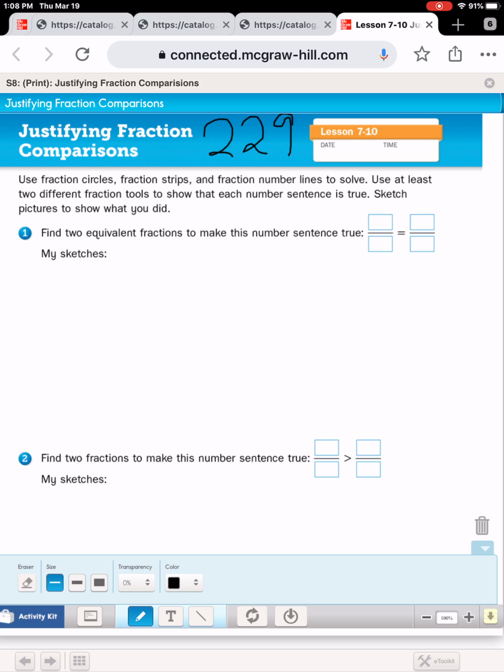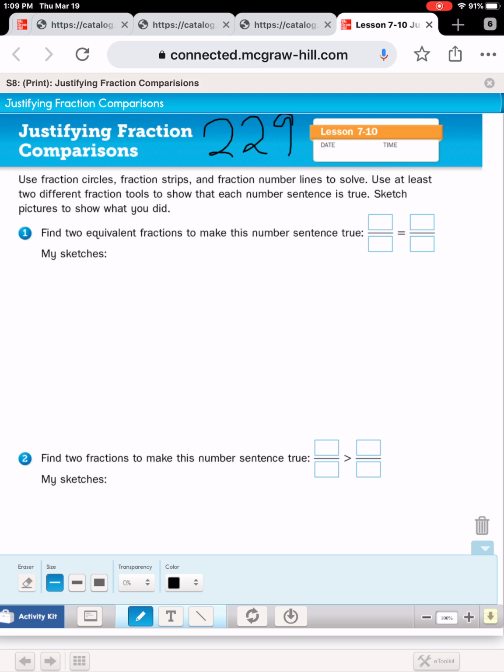And then down for number 2, write one fraction that is greater than another fraction. Just like our number story at the beginning of this lesson, we said that 1/6 was greater than 1/8. And then you would show that also. You could pick other fractions, but you have to make sure that whatever fraction you list first is greater than the fraction you list second.